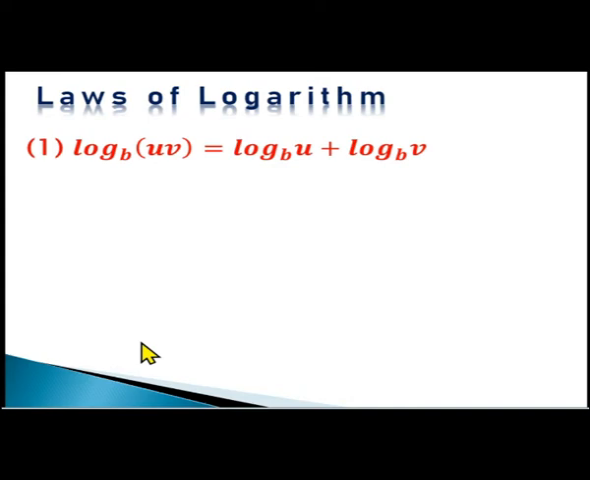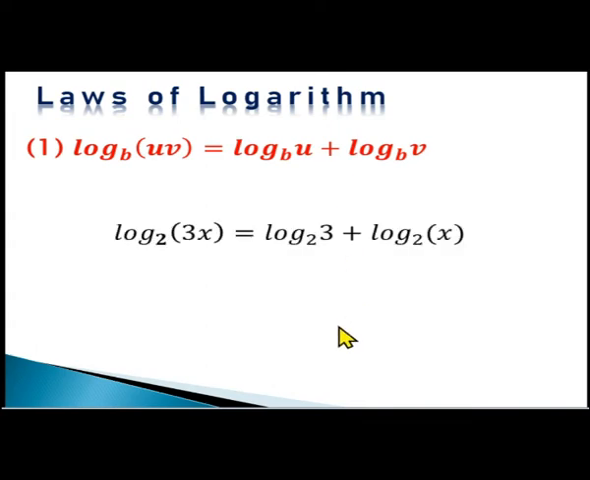First law states that the logarithm of u times v with base b is equal to the logarithm of u with base b plus the logarithm of v with base b. As you have seen, class, our multiplication of u and v becomes addition. Your u is being separated from v and they are separated by an addition sign. Let us have an example.